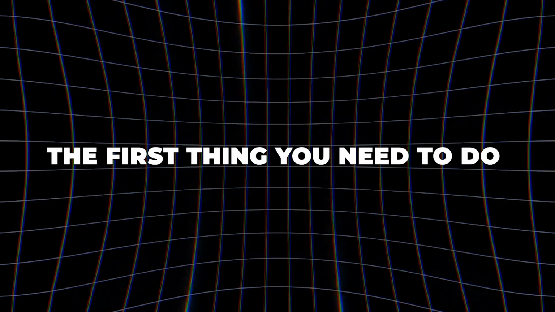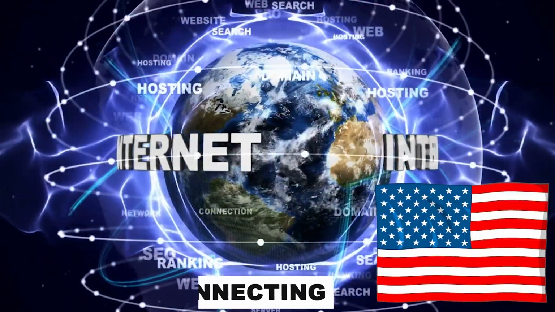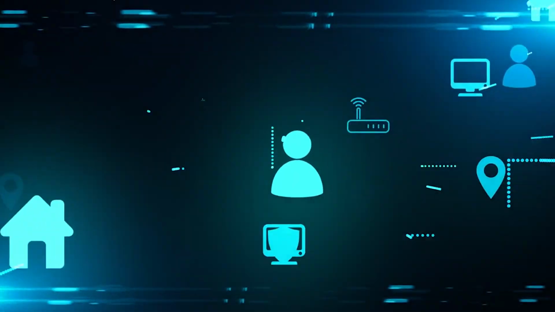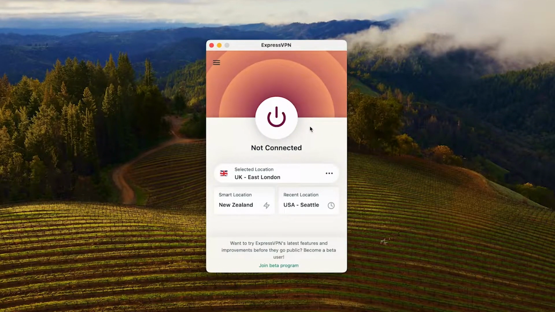The first thing you need to do is make sure it looks like you're connecting to the internet from within the US. The easiest way to do that is with a VPN, and the VPN I've been using to do this in New Zealand is ExpressVPN. I think it's the best VPN on the market. It's the only VPN with a native app on Apple TV. So if that's what you're looking to do, you kind of have to get ExpressVPN. Other than that, it just works really well.